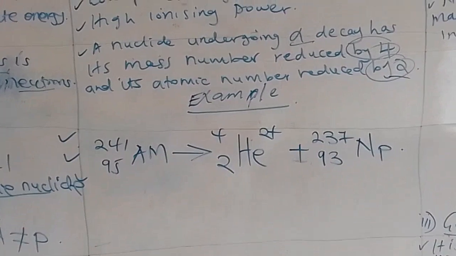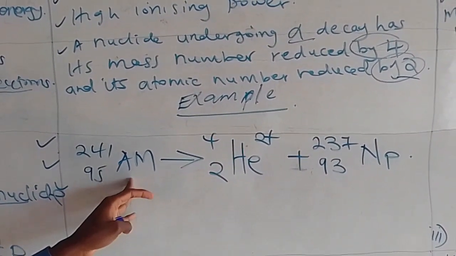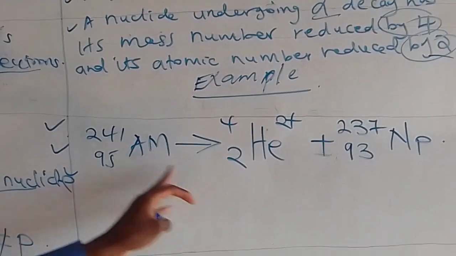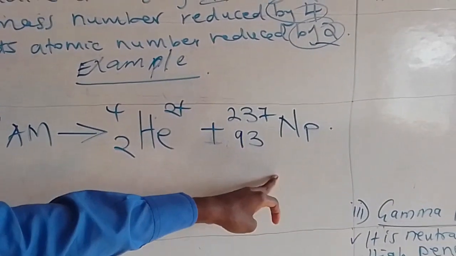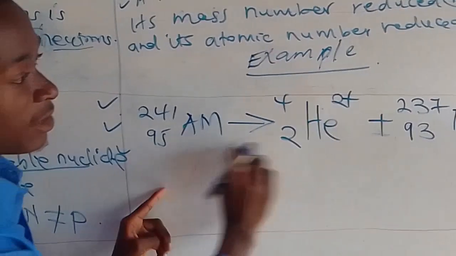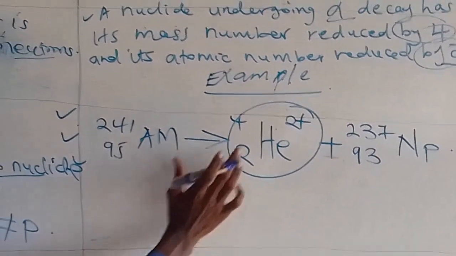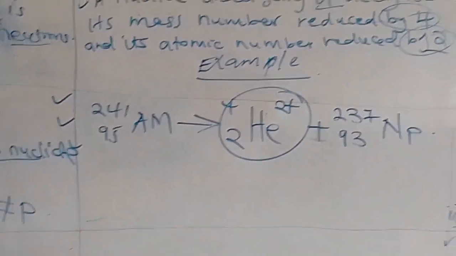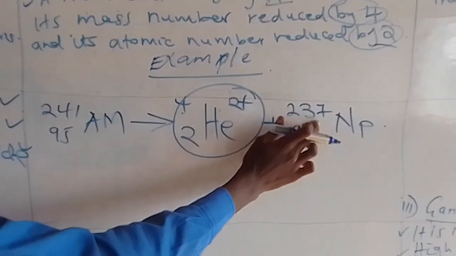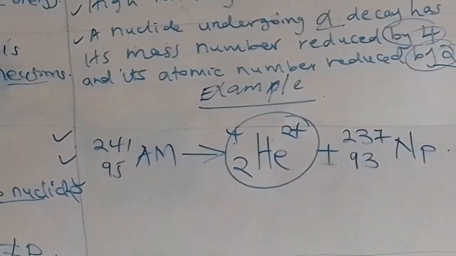So for those who don't understand the symbols, this Am is for americium, and this Np is for neptunium. So this one has disintegrated to form this one. So this is the effect. This is the alpha particle bringing its effect. At the end of the day, when we take 4 plus 237, we get 241. 2 plus this one, we get that one.